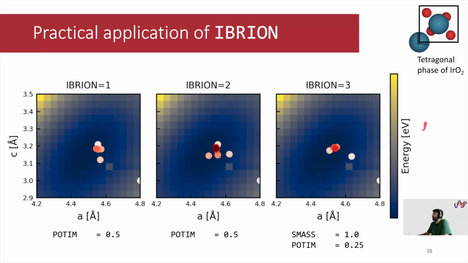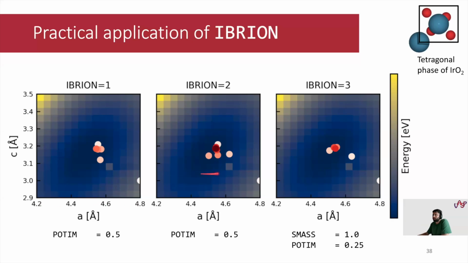Let's look at a more practical scenario of what should happen. This is an example for the tetragonal phase of iridium oxide. I've made some color maps here for IBRION 1, which is RMM-DIIS, IBRION 2, which is conjugate gradient, and IBRION 3, which is damped molecular dynamics. You have here C and A, which are the different lattice vectors. The positions are not represented on this figure, they're in the plane.